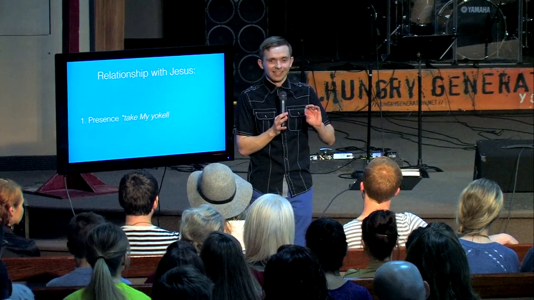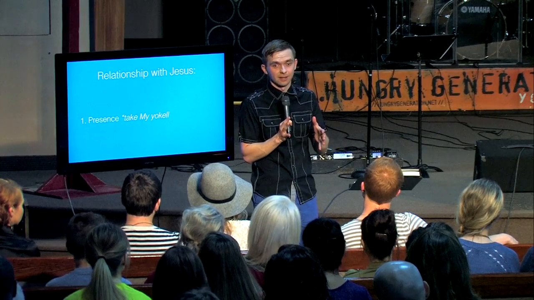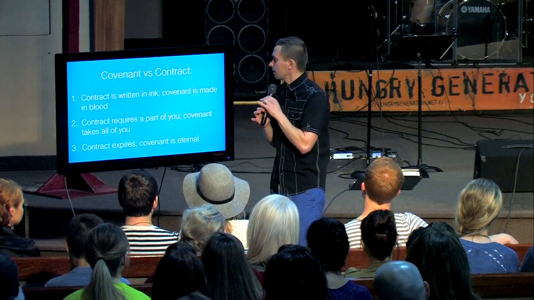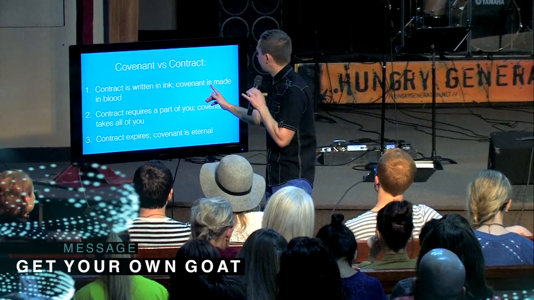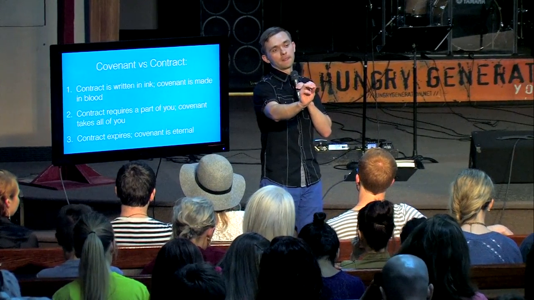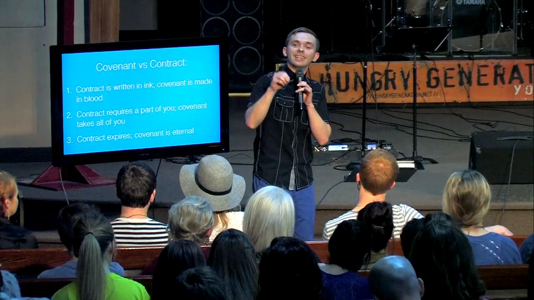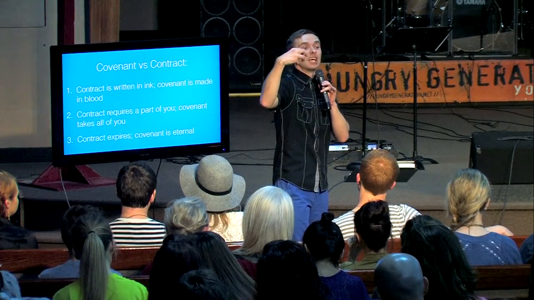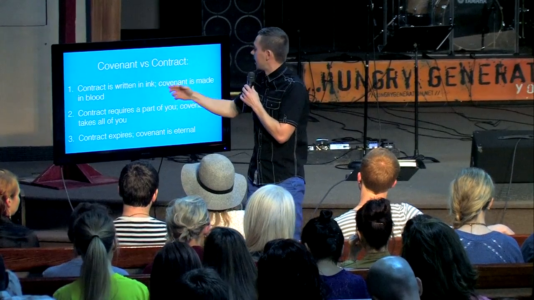This is not like signing a paper, hey, here's the paper. This is the death of an animal. This is how serious this is. The difference between a covenant and a contract is that a contract is written in ink. A covenant is always made in blood. That's why marriage is a covenant. When two people live holy and pure and get married, on the wedding night there is a breaking of blood, a blood that is released, and it seals the marriage covenant. A contract is made in ink, a covenant is made in blood.